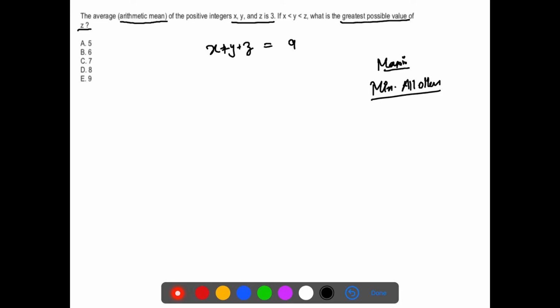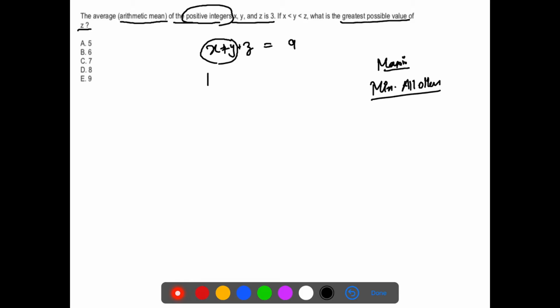Okay, so this will be very frequently used in GMAT questions. We need to minimize others, and so when we need to minimize, just see what is given about those numbers. We need to minimize x and y. So given is they're positive integers, so x minimum would be 1.